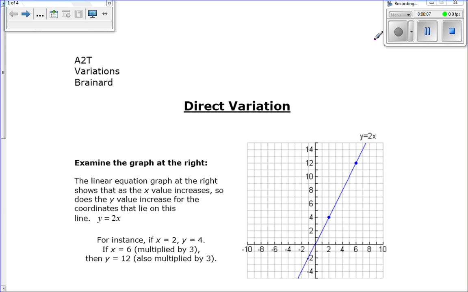Hi, and welcome to our miscellaneous topics. These are just our last three topics that we need to do. And the first one that we're going to talk about today is direct variation and inverse variation. And we're going to start out with direct variation.